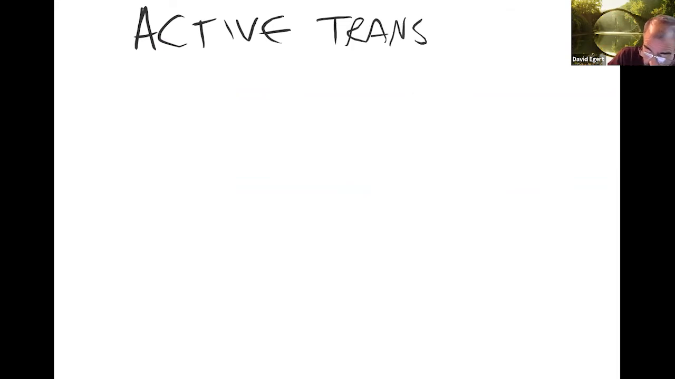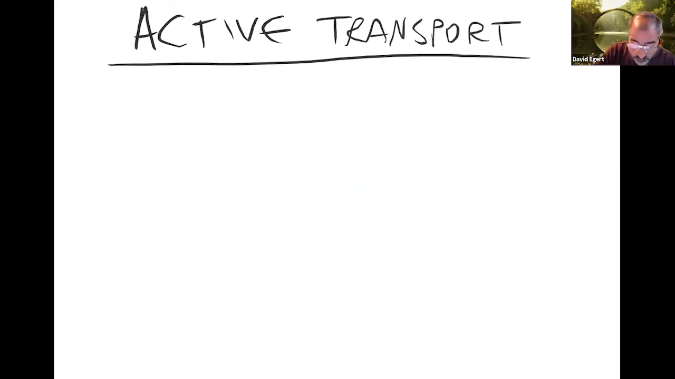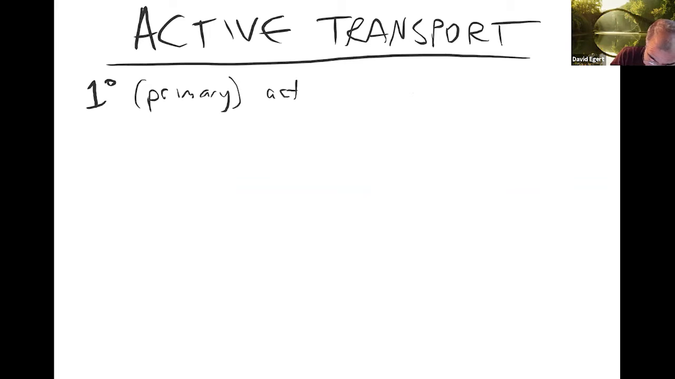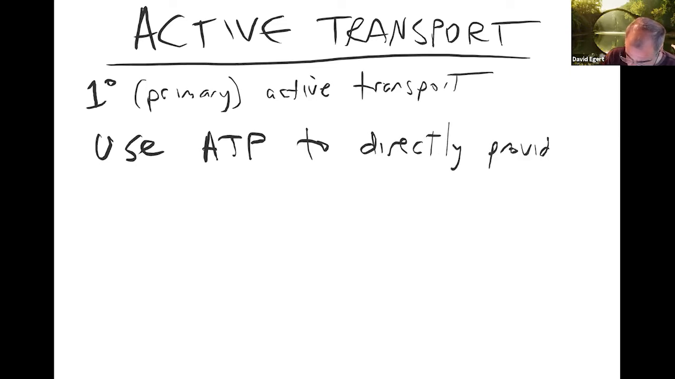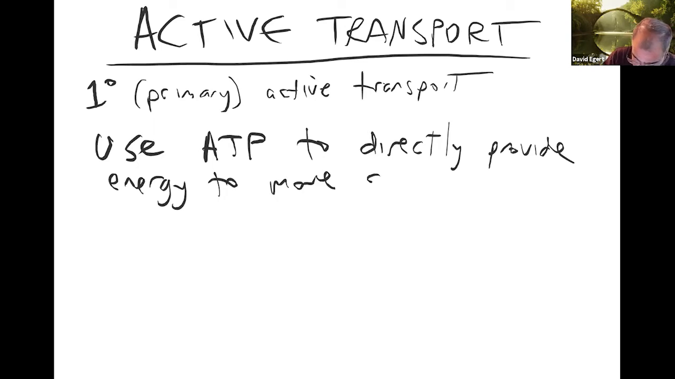So let's talk a bit about active transport. So let's start with what's called primary active transport. This is use ATP to directly provide energy to move something against its concentration gradient.